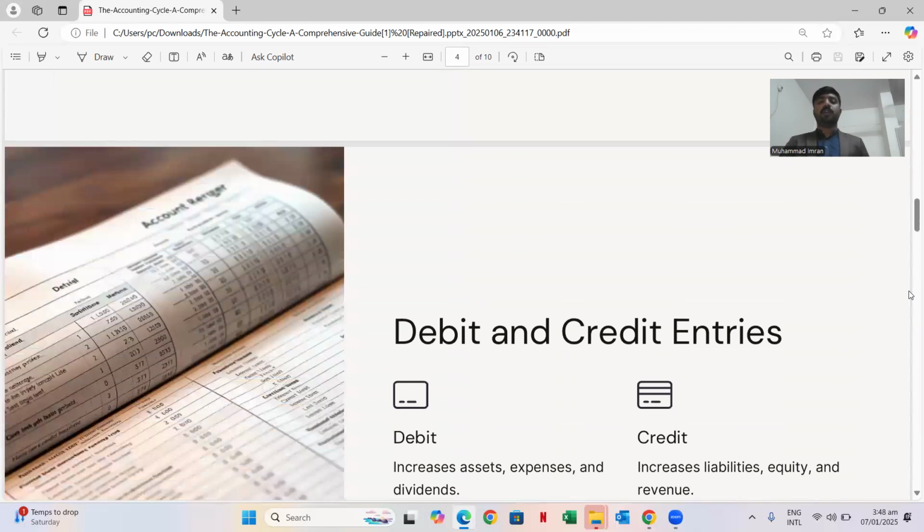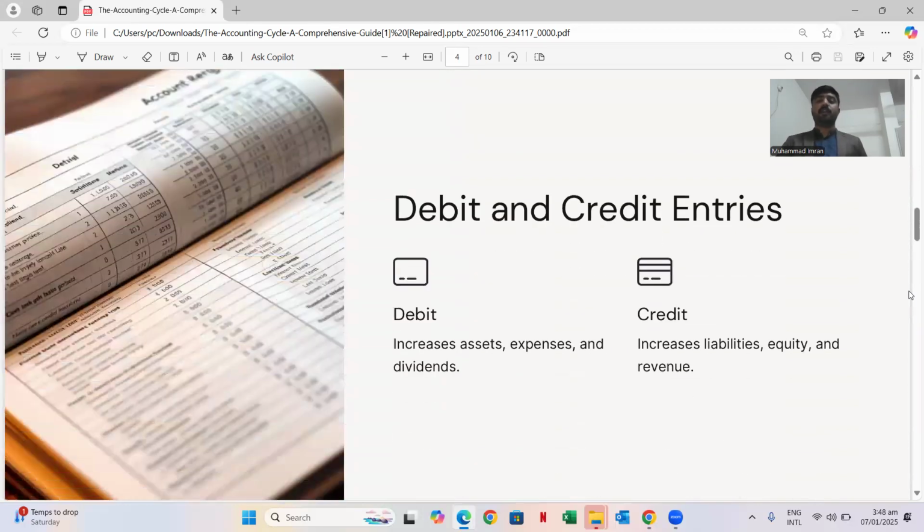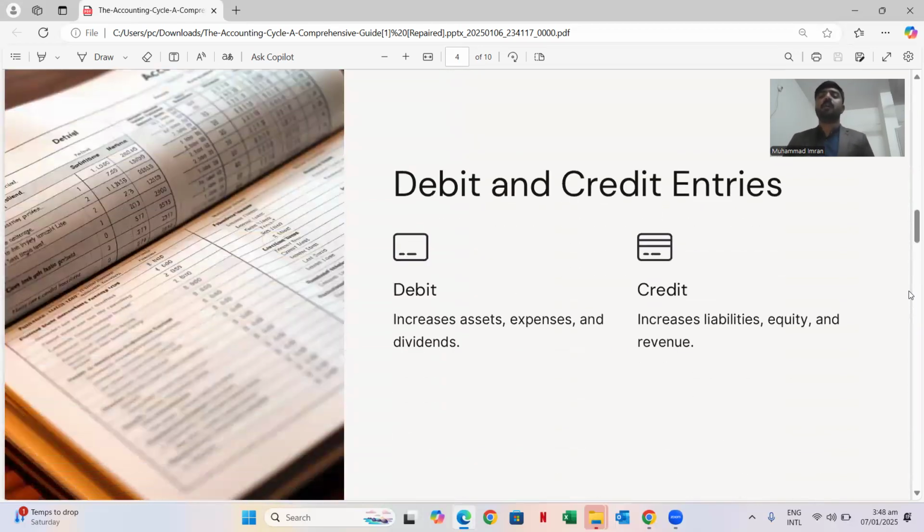So we move to the debit and credit entries, and how these are made. For debit entries, increases in assets, expenses, and dividends are all debited. And for credit, increases in liabilities, equity, and revenue are credited.